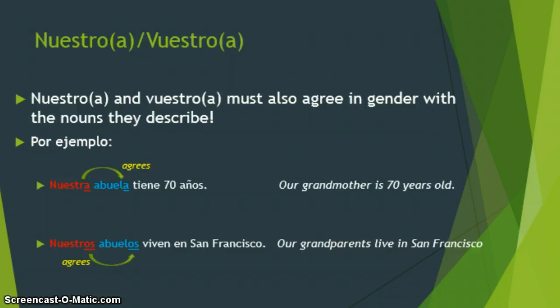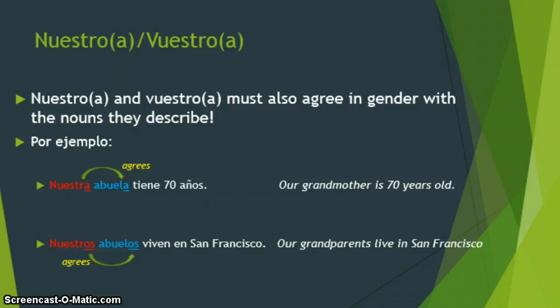Quick little note, notice that nuestro and vuestro, I do have to change the gender on these two particular forms. So my ending instead of an O will change to an A if I'm describing a feminine noun. Por ejemplo, nuestra abuela tiene 70 años. Nuestra and abuela must agree. So since my noun, abuela, I'm referring to a female, I will say nuestra to match the noun.